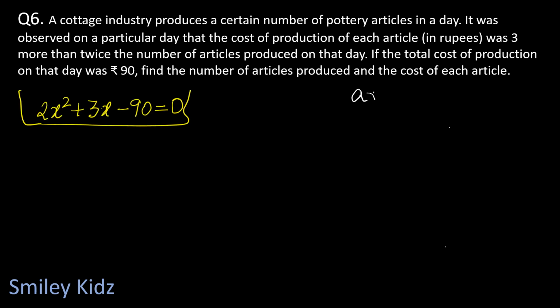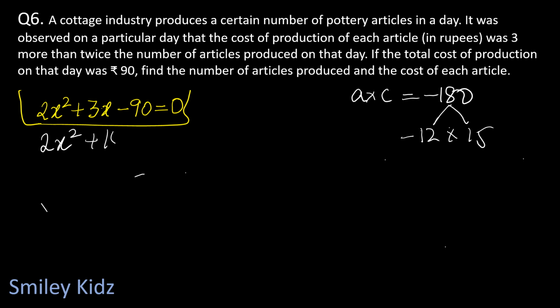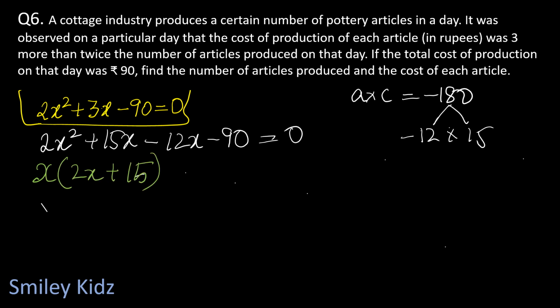Now we're going to factorize it. a into c is equal to minus 180. So this turns out to be minus 12 and 15, isn't it? Now 2x square plus 15x minus 12x minus 90 equals 0. Now I'm going to take out x common in the first two terms. So x into 2x plus 15 in the brackets. Then in the second one I'm going to take out 6 common. So it is minus 6 into 2x plus 15.